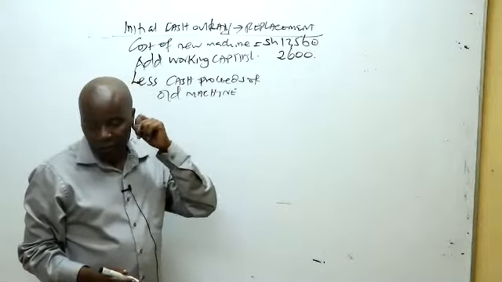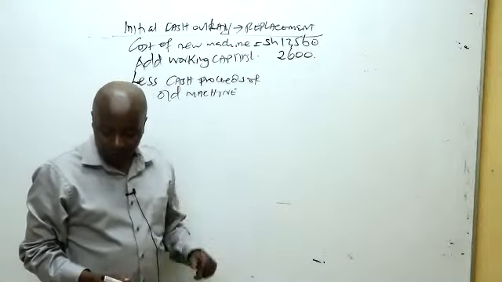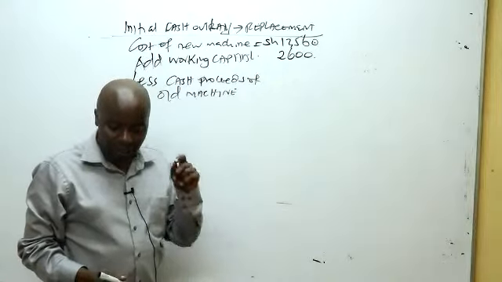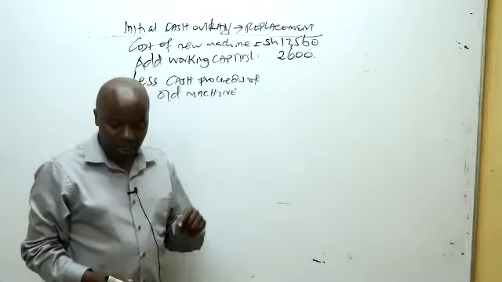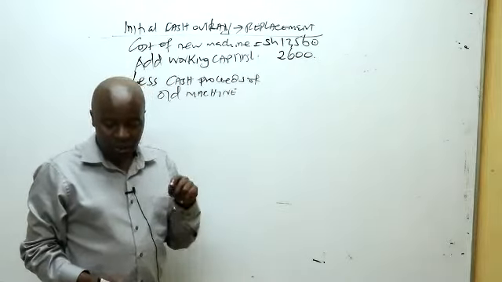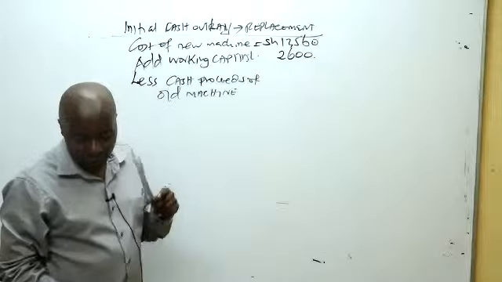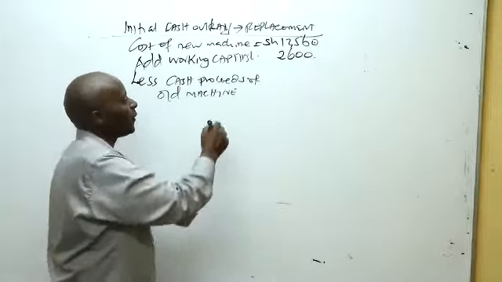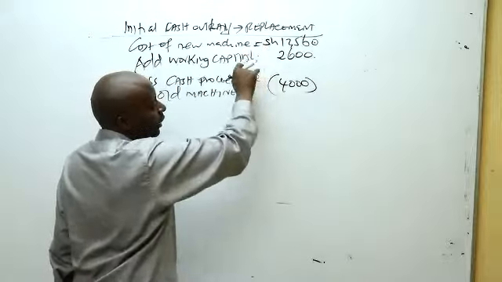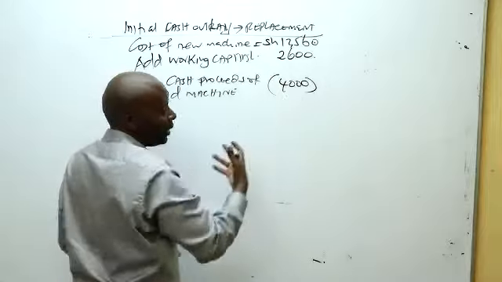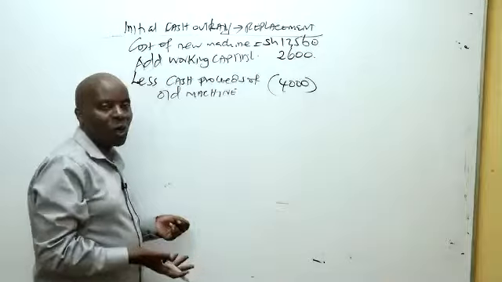What do we have there? Somebody, we are told in the last sentence of paragraph number 1, the existing machine can be disposed of now at 4,000. So in terms of what I need at the beginning, this will be a relief on me. So I have to subtract.